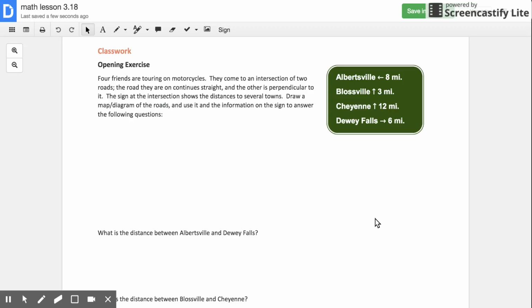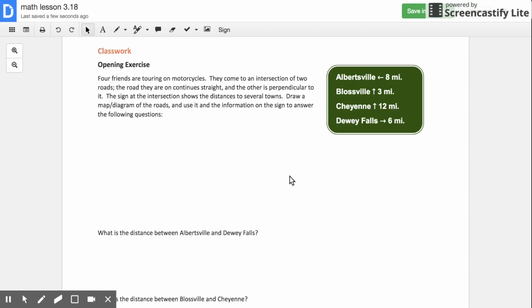Okay, for the opening exercise, I drew an example diagram that I need students to copy. For this one, we're thinking about four friends who are touring on motorcycles. I don't know why it has to be four friends. And they come to an intersection. So the roads are going to make a plus sign. And that is kind of a neat little visual for what we're doing with graphing.